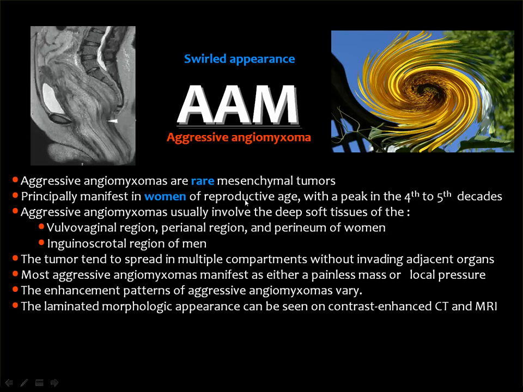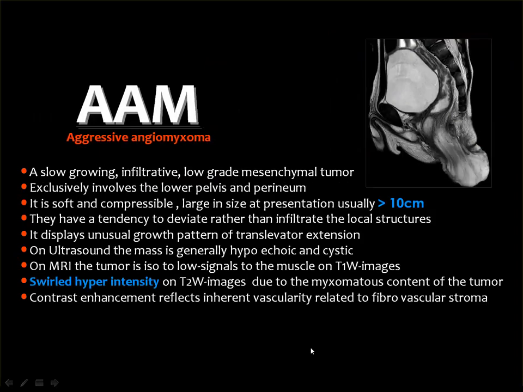And the tumor has a characteristic swirled appearance, like this appearance, or as you can see, there is a big lesion infiltrating the pelvis and the anal area. And in the T2 weighted image, you can see this striated or swirled appearance. And this appearance, according to the literature, is not seen in any of the lesions occurring in this area except for the aggressive angiomyxoma. Then the aggressive angiomyxoma is a slow growing tumor.